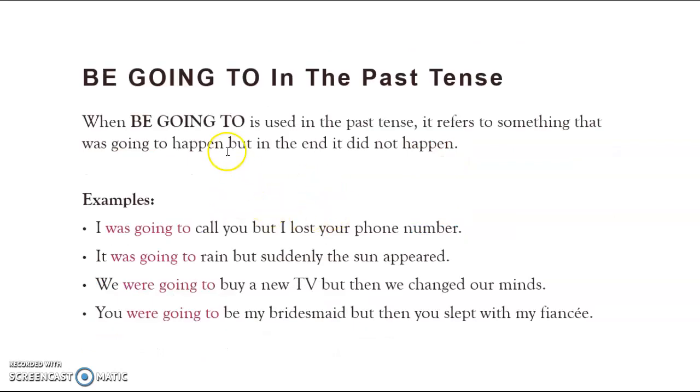Well, let's just mention here that when we have this structure in the past tense, the meaning is going to be the following. When we have this in past tense, it refers to something that was going to happen, but in the end, it didn't happen. For example, I was going to call you, but I lost your phone number. Or it was going to rain, but suddenly the sun appeared. We were going to buy a new TV, but then we changed our minds.